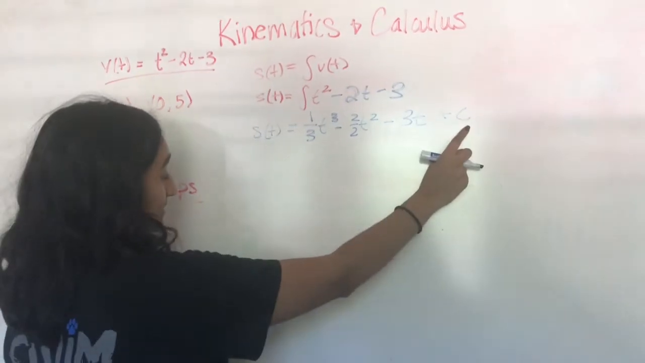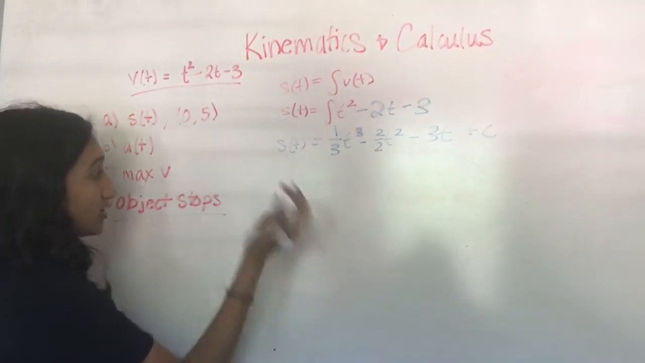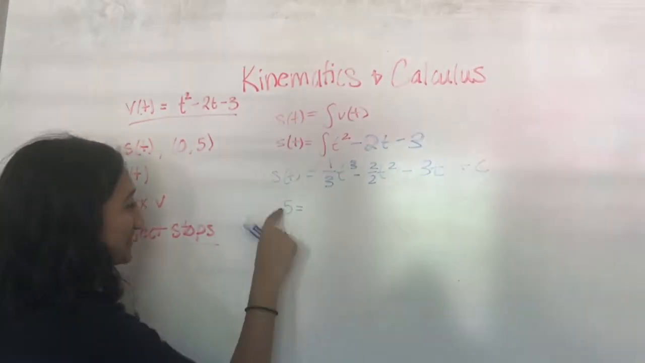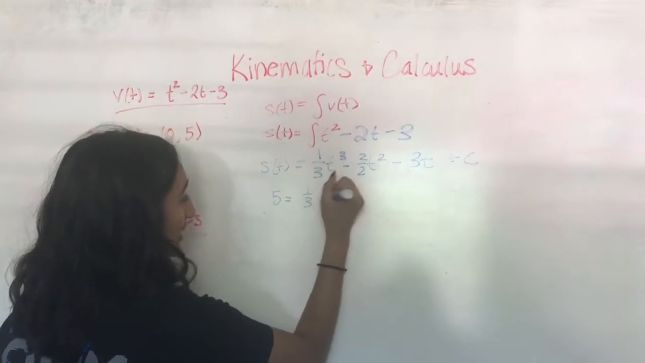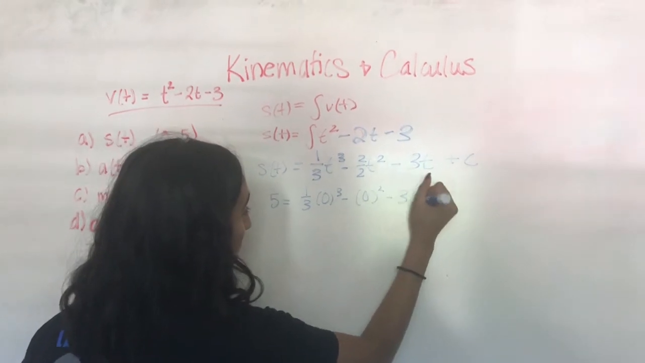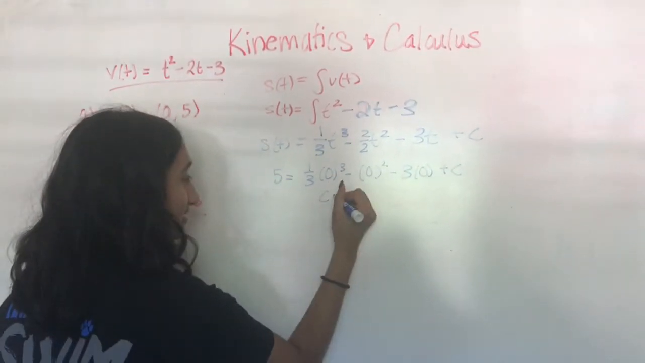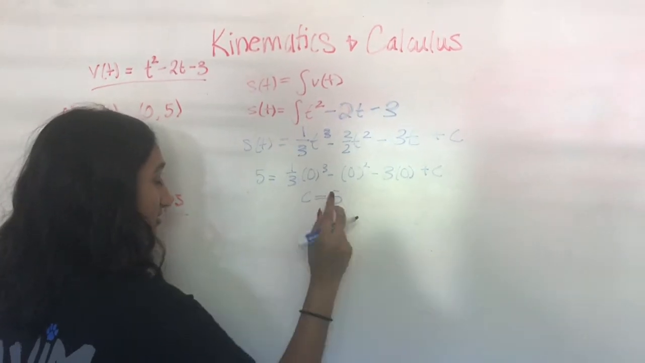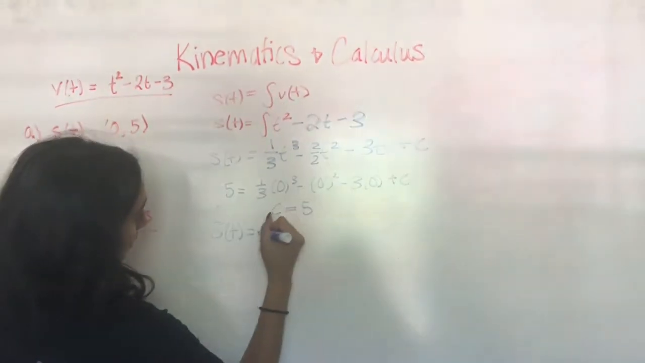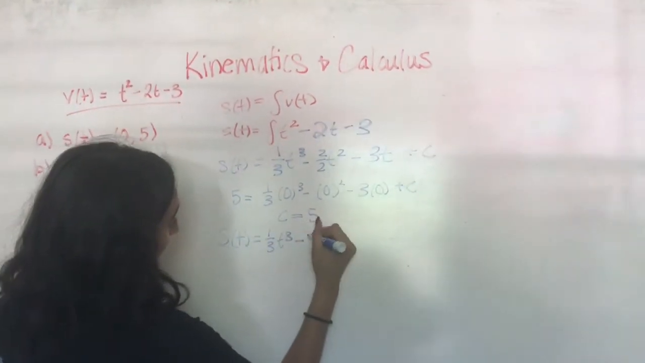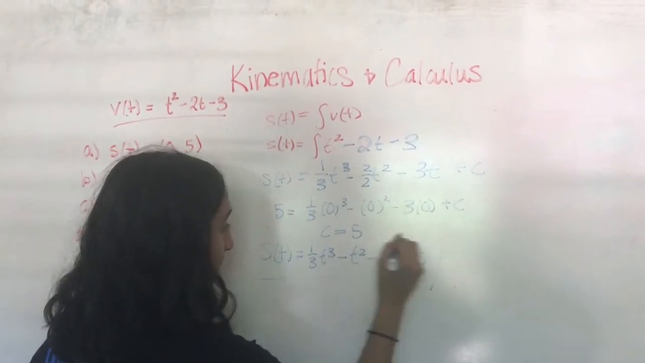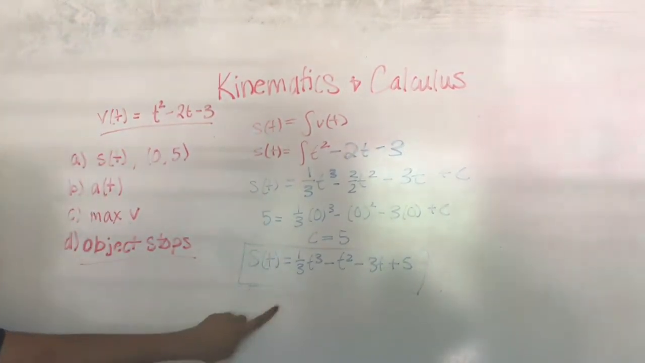And then the way that you find c is you use your initial condition. So here, when t equals 0, s of t equals 5. So you do 1/3 times 0 cubed minus 0 squared minus 3 times 0 plus c. So you can find that c equals 5 because all of these go to 0 and it leaves you with that. So your final position equation equals 1/3 t cubed minus t squared minus 3t plus 5. Okay, that's one thing you can find with velocity.